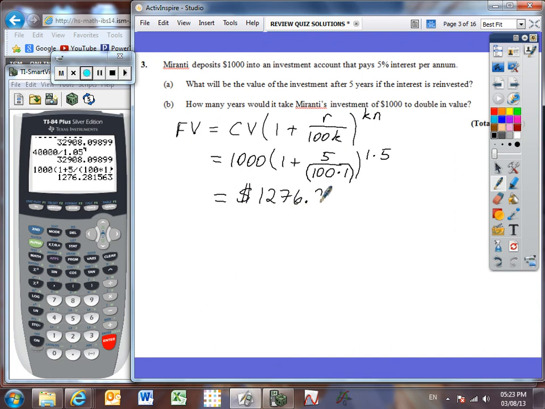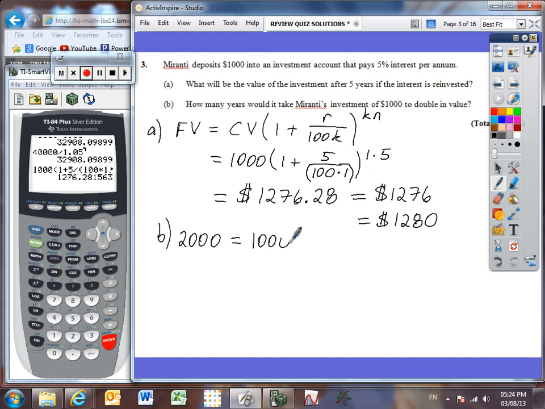And we always use 2 decimal places when working with money, although you do have the option of rounding to the nearest dollar, or even to 3 significant figures. So any of these 3 answers would be accepted. That was part A. What about part B? How many years would it take for Moranti's investment of 1,000 to double in value? So the future value of her original 1,000 investment, which has been doubled, is now 2,000.